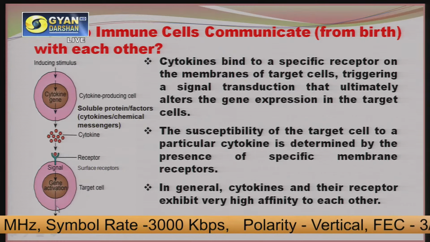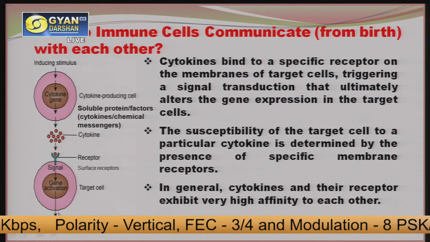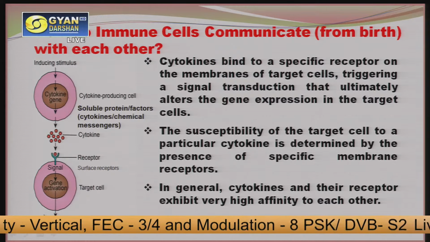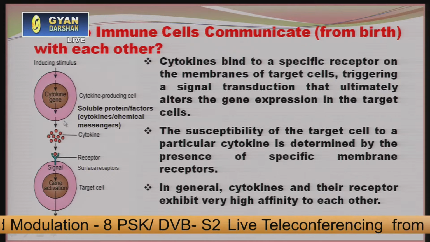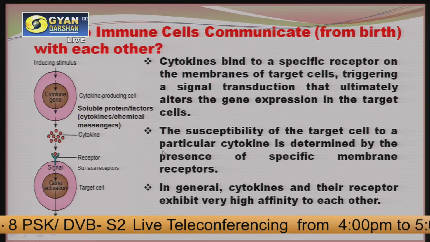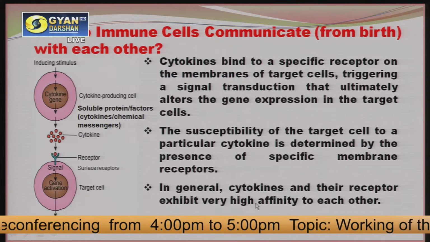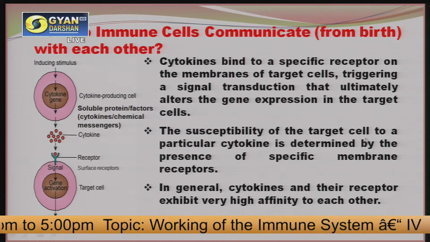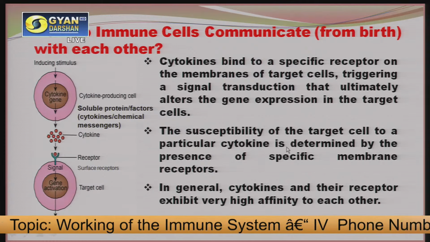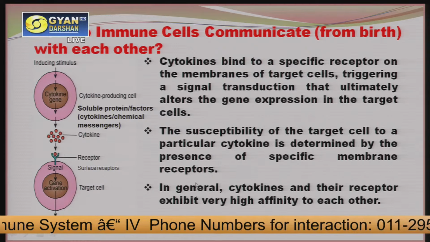Ultimately, they can switch the immunoglobulin production, like IgA, IgG, IgD, and IgM. So these are very important functions of the cytokines. In general, cytokines and their receptors exhibit very high affinity to each other. The susceptibility of the target cell to a particular cytokine is determined by the presence of a specific membrane receptor.